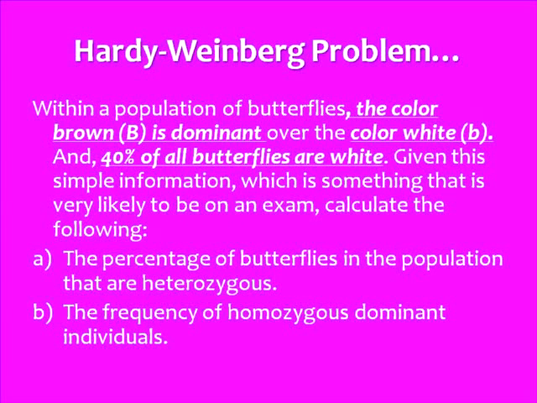We have one more problem so that we can see if we really got the hang of it. Within a population of butterflies, the color brown is dominant over the color white, and 40% of the butterflies are white. Given the sample information, which is something that will likely be on the exam, calculate the following: the percentage of the butterflies in the population that are heterozygous, and the frequency of the homozygous dominant individuals. Like the last problem, I went in and I highlighted some key information. Brown is dominant and white is recessive, and there are 40% white butterflies.